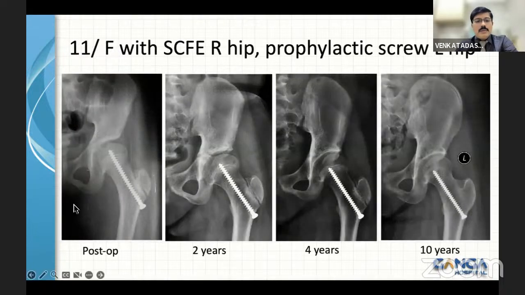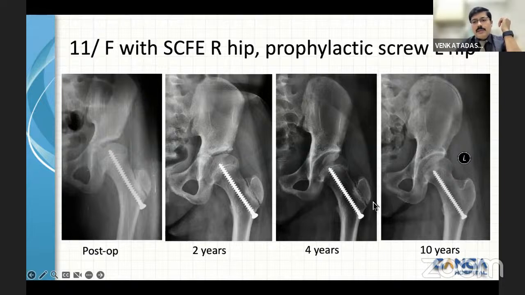This is that girl in whom prophylactic fixation was done when she was 11 years old, and you can see that in about 4 years of follow-up, the screw is completely short of the physis. The physis is growing normally, and this is the 10-year follow-up of the same patient. Fortunately, she did not develop any contralateral slip after 4 years.